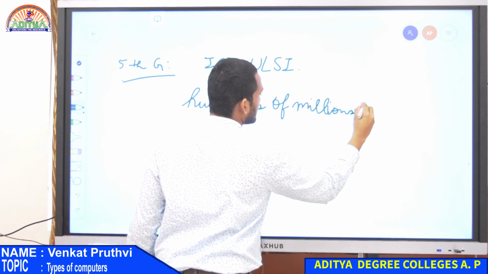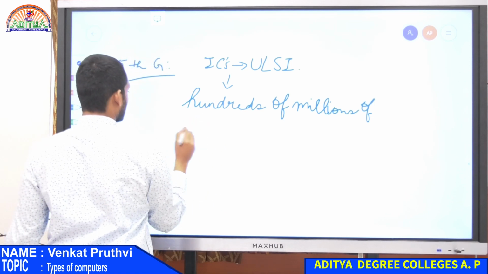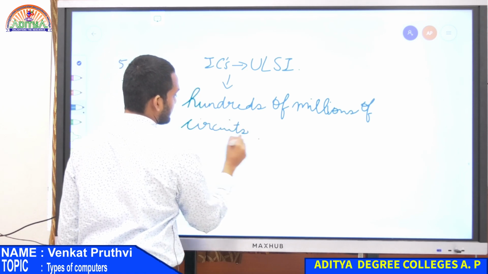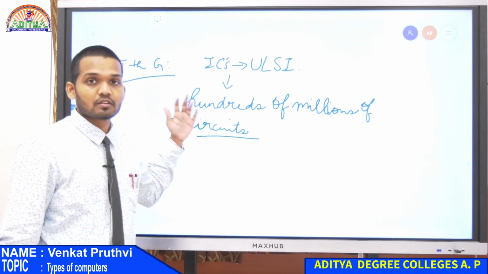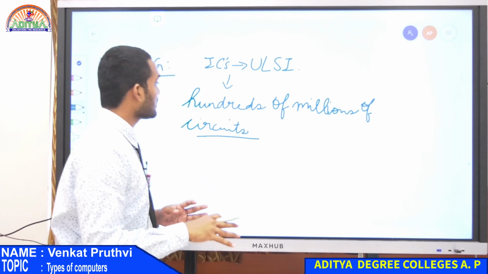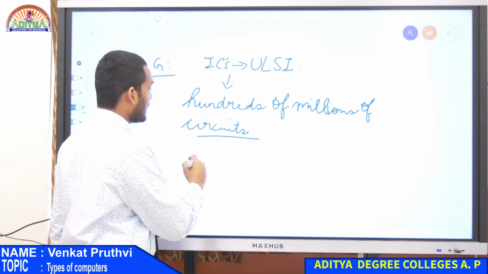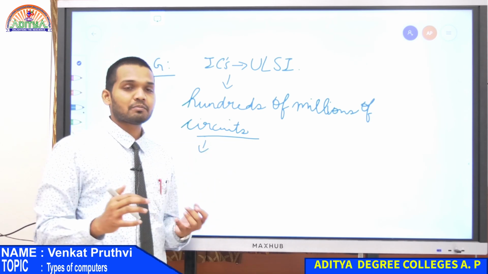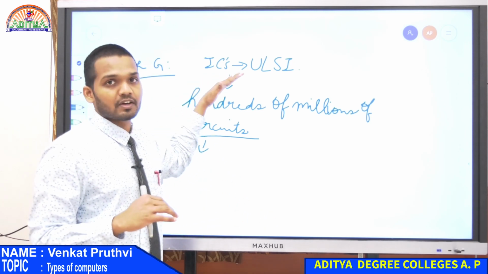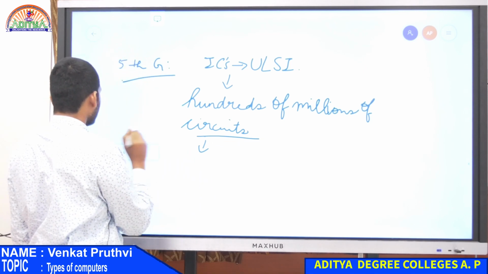Hundreds of millions of transistors or circuits in the computer. So, what happened because of this? Because we were able to include even more circuits into the ICs, we could perform even more high level tasks. We could perform so many tasks at a time with the power of one IC chip. This was how the evolution had happened.